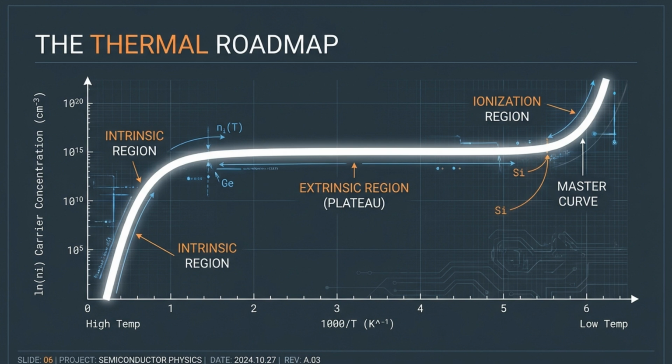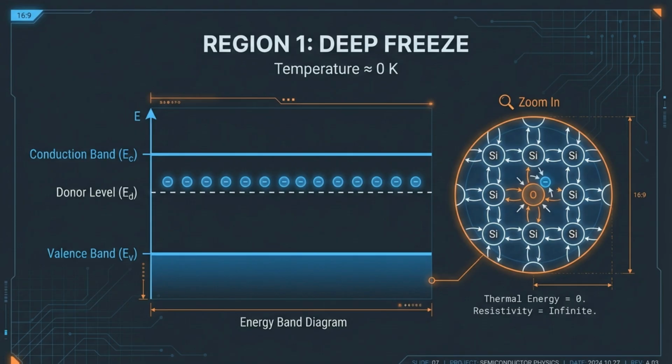The thermal roadmap illustrates carrier concentration across three main temperature regimes: the ionization region, the extrinsic plateau, and the intrinsic region. This curve dictates how the material's properties change with temperature. Region 1, at near 0 Kelvin, is a deep freeze. All electrons are held tightly in the valence band or donor level. Thermal energy is zero, leading to infinite resistivity. The material acts as an insulator.